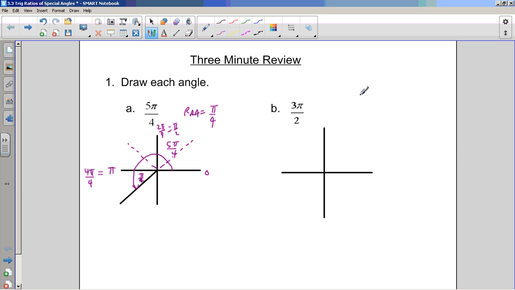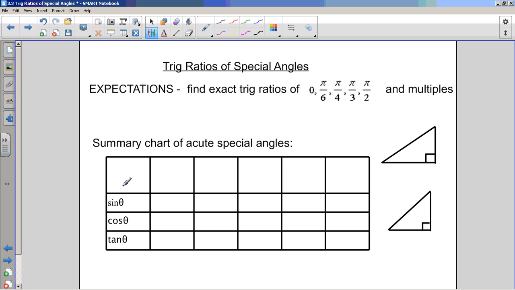This one, 3 pi over 2, we think of the related acute angle, and it's not really an acute angle, is it? This pi over 2 is our 90, right? So there's pi over 2. There's 2 pi over 2, which is just pi. And then there's 3 pi over 2, right? So this angle is 3 pi over 2. Or we could think of this as three 90s, which is 270 degrees. No problem. Angles drawn. End of the 3-minute review, and on to today's fun trig stuff.